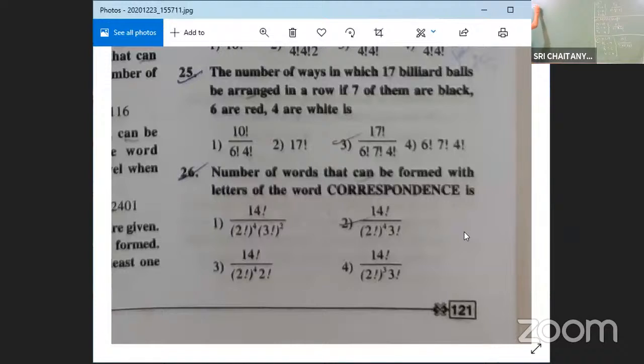26th problem, total number of letters is equal to 14. Number of O's is equal to 2. Number of C's is equal to 2. Number of N's is equal to 2. Number of E's is equal to 3. Number of R's is equal to 2. Now, required number is equal to 14 factorial upon 2 factorial to the power of 4 into 3 factorial. You are going to get the answer.